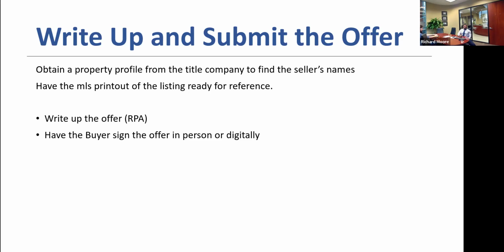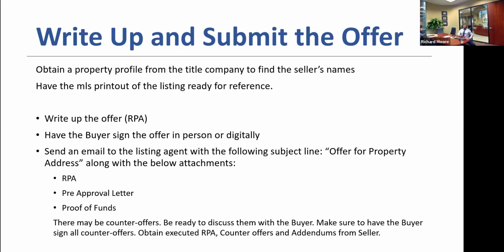So you're gonna write the offer, have the buyer sign the offer in person or digitally, and you're gonna send an email to the listing agent with the subject line, offer for 123 Main Street, whatever the property address is. And you're gonna attach the purchase agreement, the pre-approval, and the proof of funds. And if you're paying all cash, just the purchase agreement and proof of funds.